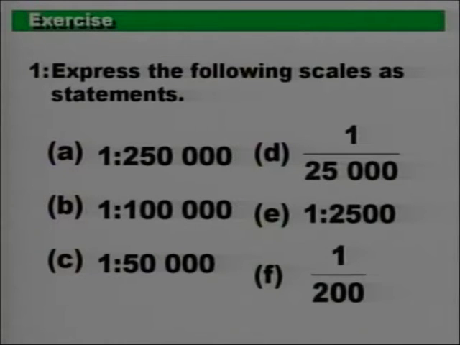The first one, 1 is to 250,000, express that as a statement. 1 is to 100,000, express it as a statement. 1 is to 50,000, 1 over 25,000, 1 is to 2,500, and 1 over 200. Express those as a statement. So that means you have to write it in written form.